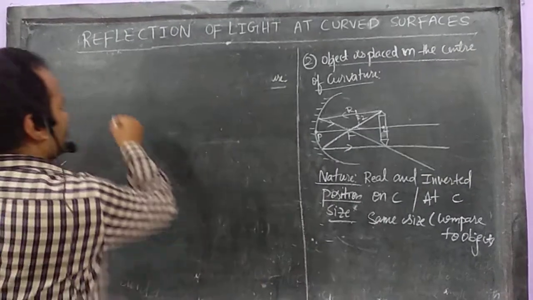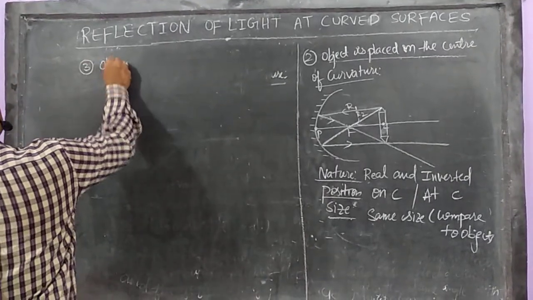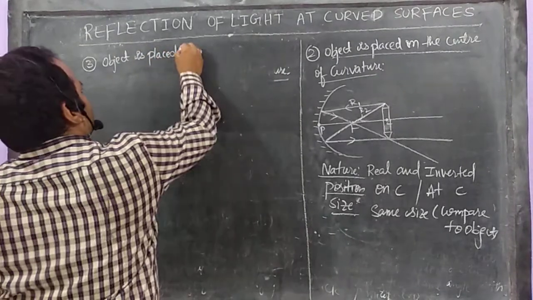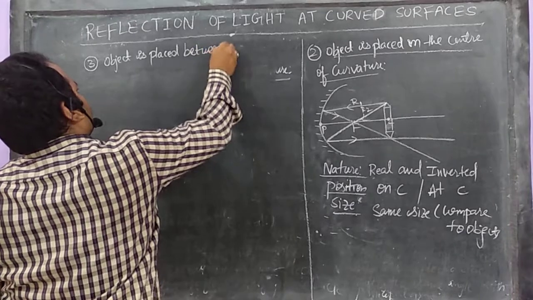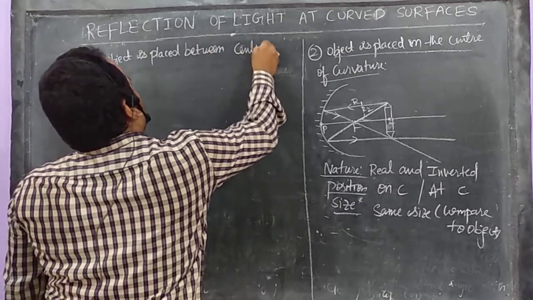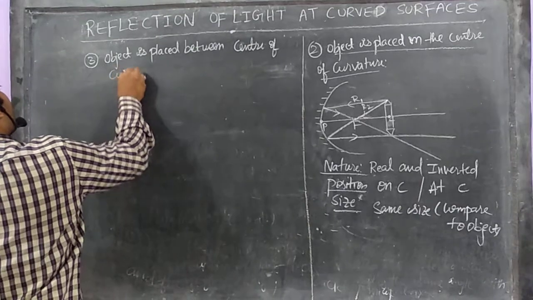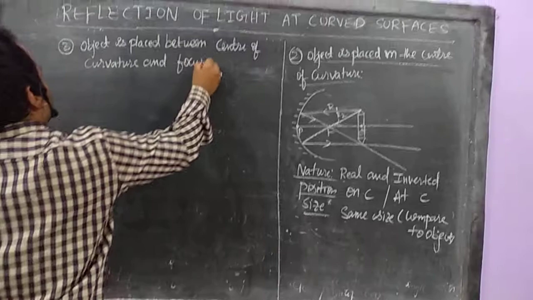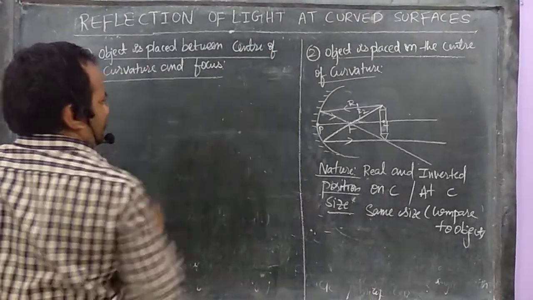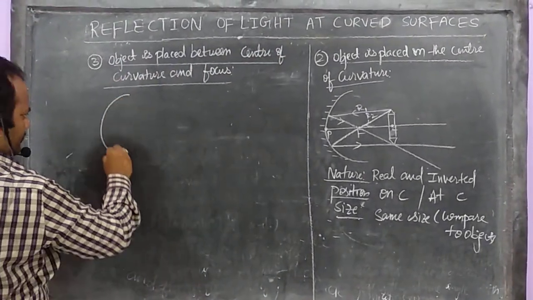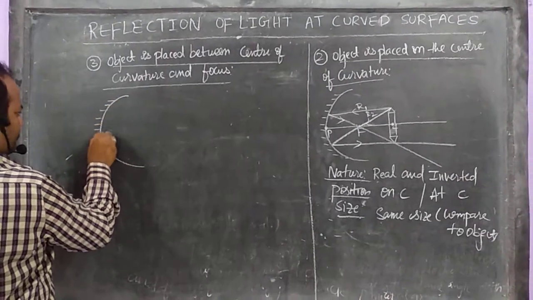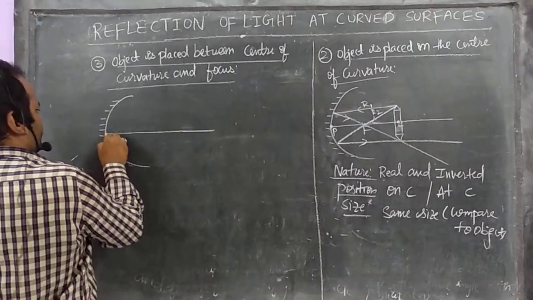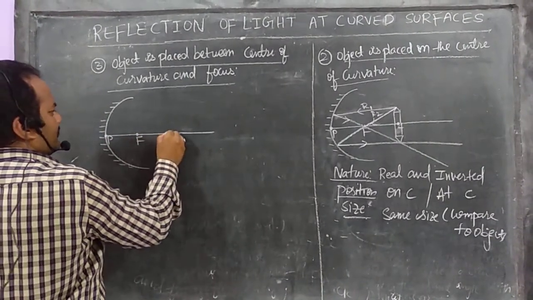The third case: the object is placed between the center of curvature and focus. Let us give the position for the object once again. Once again draw the concave mirror. This is a hard surface. Let us draw the principal axis. Mention the terms pole, focus, center of curvature.